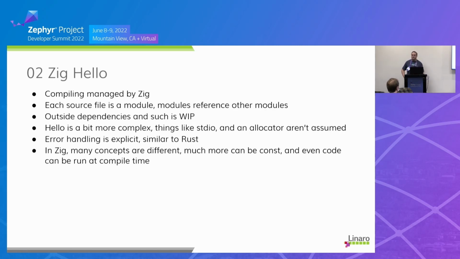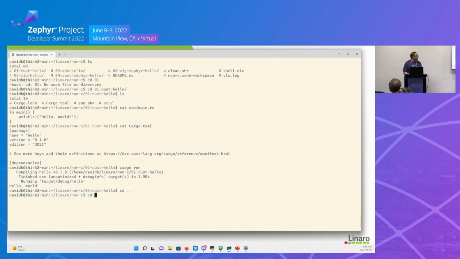So Zig compilation also is managed by the Zig tool. A little different module: each file is a separate module, and they can reference each other. They don't really have a concept of crates yet, and outside dependencies is on their to-do list. Hello is more complicated. Things like standard I/O and an allocator aren't assumed, so those have to be manually specified. Error handling is explicit, similar to Rust. And there's just a lot of really weird concepts to this language.